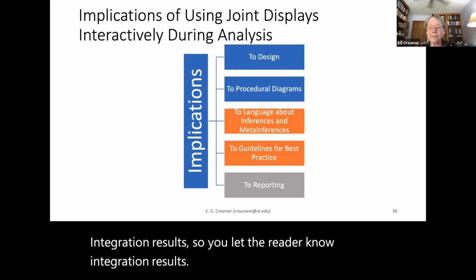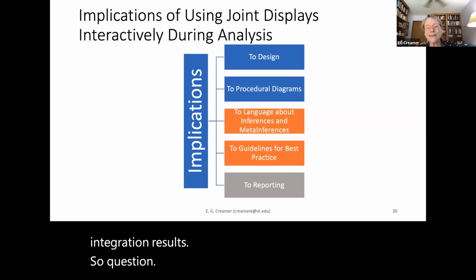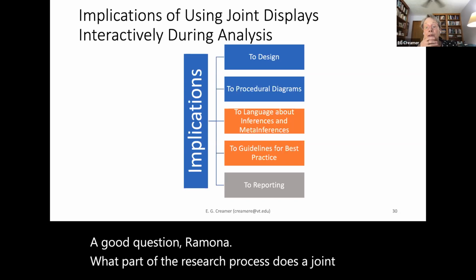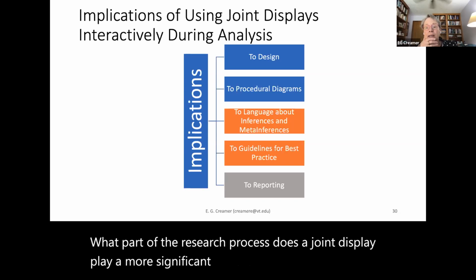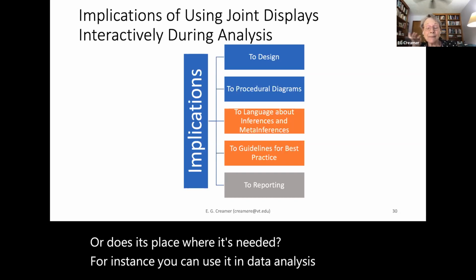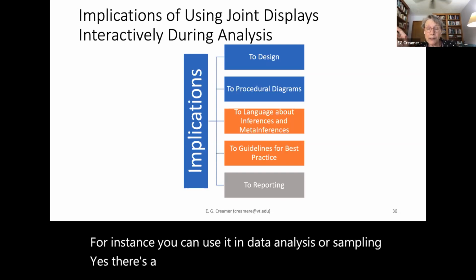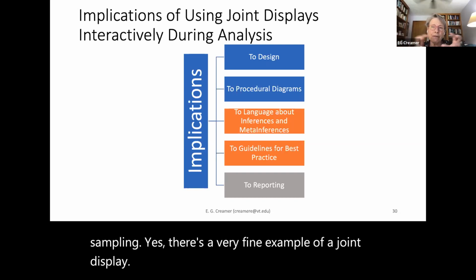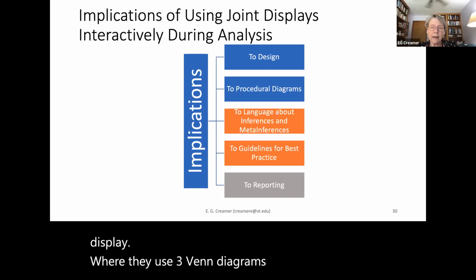So, question. Oh, good question, Ramona. What part of the research process does a joint display play a more significant role? Or does its place depend on where it's needed? For instance, you can use it in data analysis or sampling. Yes, yes, yes. There's a very fine example of a joint display where they use 3 Venn diagrams to plot their qual and quant data to use in sampling.